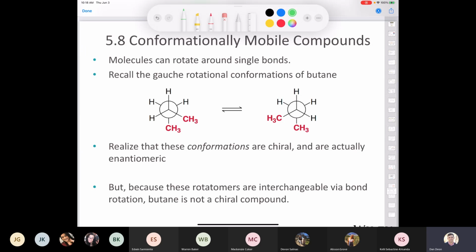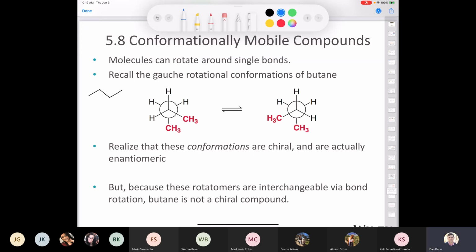Something that I always think is cool when I get here. I just want to show you something here. You guys remember the Newman projection, right? If I was to draw a butane molecule, 1, 2, 3, 4. Okay, this is a butane molecule.